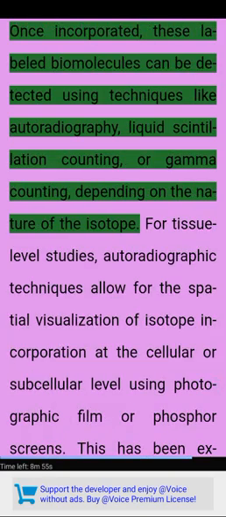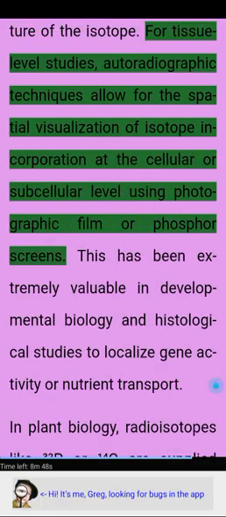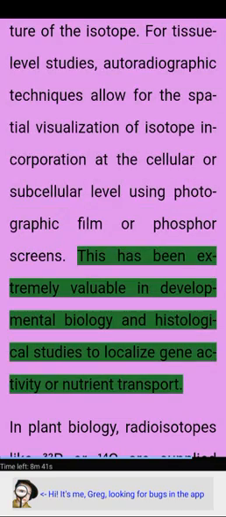Once incorporated, these labeled biomolecules can be detected using techniques like autoradiography, liquid scintillation counting, or gamma counting, depending on the nature of the isotope. For tissue-level studies, autoradiographic techniques allow for the spatial visualization of isotope incorporation at the cellular or subcellular level using photographic film or phosphor screens. This has been extremely valuable in developmental biology and histological studies to localize gene activity or nutrient transport.